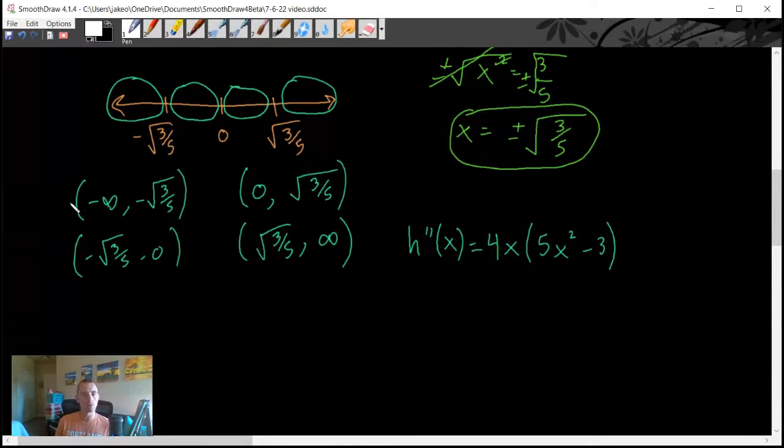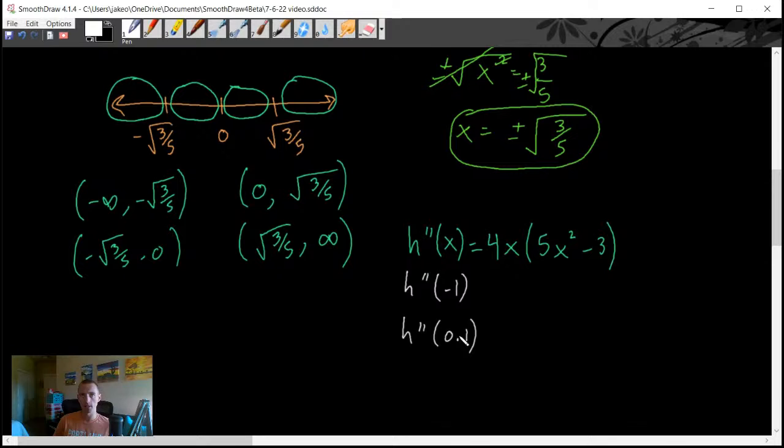So let's just say for this interval, -1 is within this interval, so we plug in -1. And for the interval from 0 to positive square root of 3/5, let's just say we plug in 0.1. That would be within that interval. Okay.